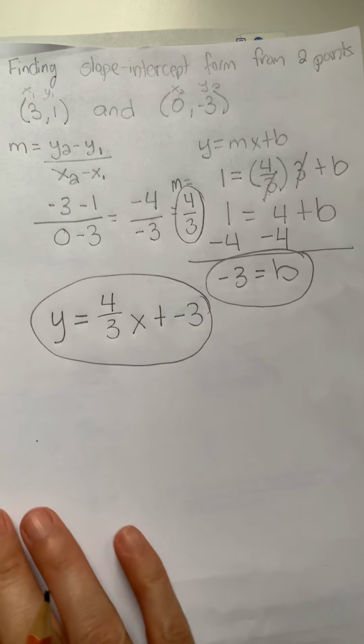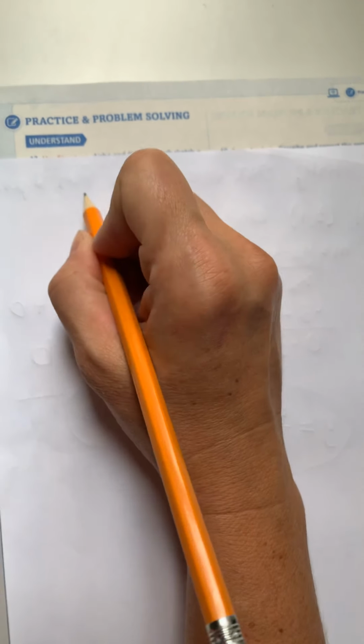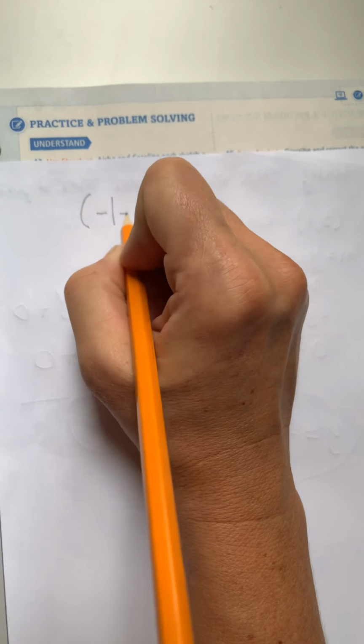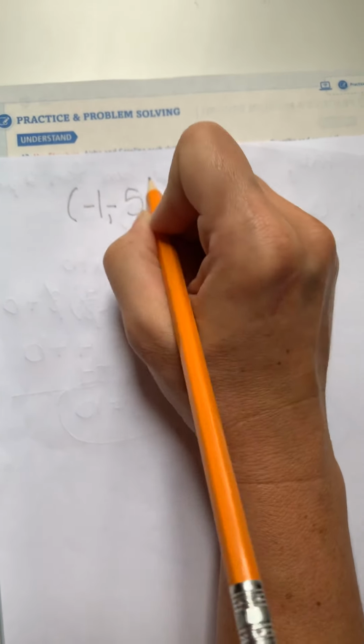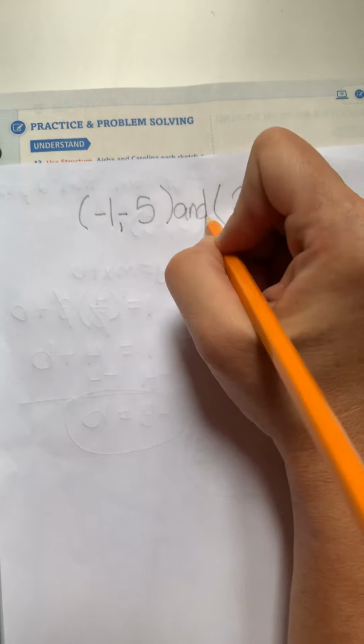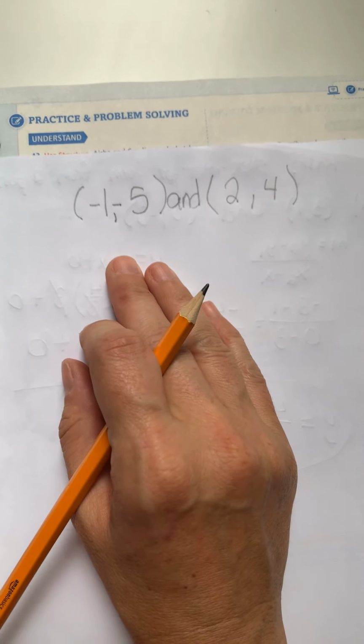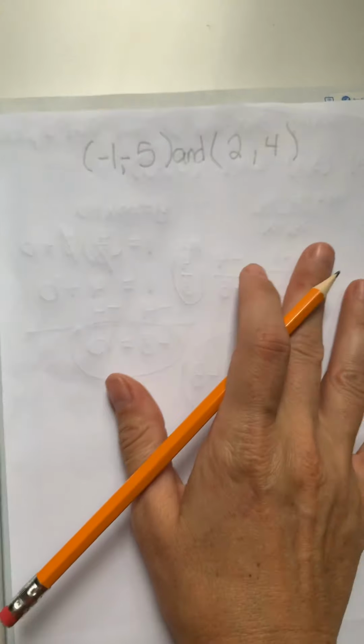Okay, and we'll do one more. This one is (-1, -5) and (2, 4). If you feel like maybe you get it, I would pause the video, try to do it on your own, and then start the video again and see if you did it the right way. See if you got the right answer.